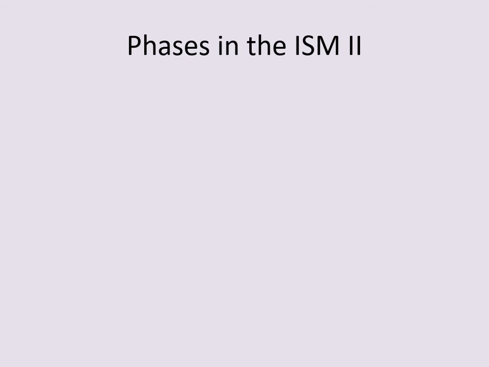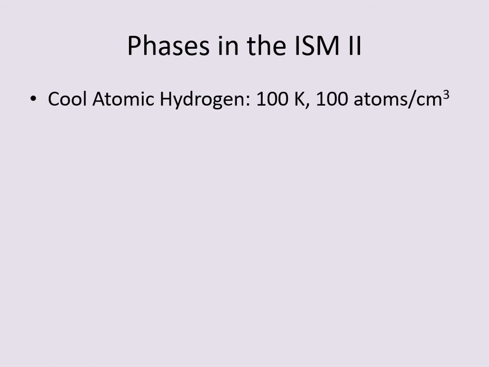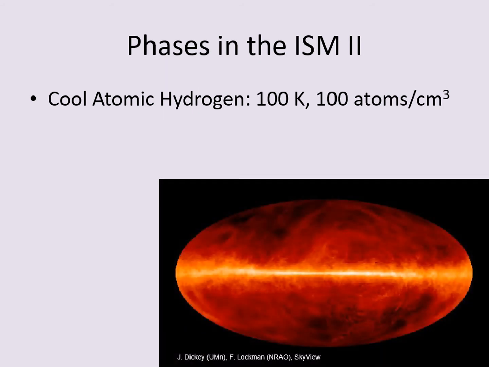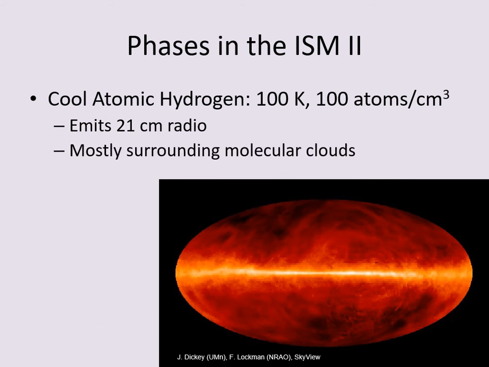As the warm ISM cools, it changes phase to form cool atomic hydrogen. Like the warm ISM, it's made mostly of neutral hydrogen, but it's much cooler and denser. The average temperature is around 100 Kelvin, and the density is about 100 atoms per cubic centimeter. Cool atomic hydrogen emits 21 centimeter radio waves, just like the warm ISM. But instead of being spread out throughout the disk, the cool hydrogen is mostly found in shells around molecular clouds.